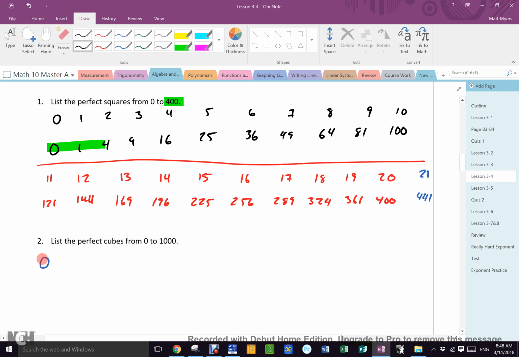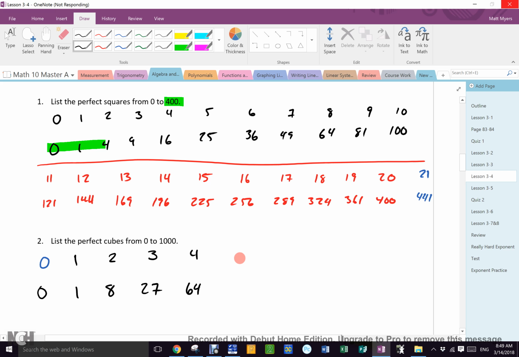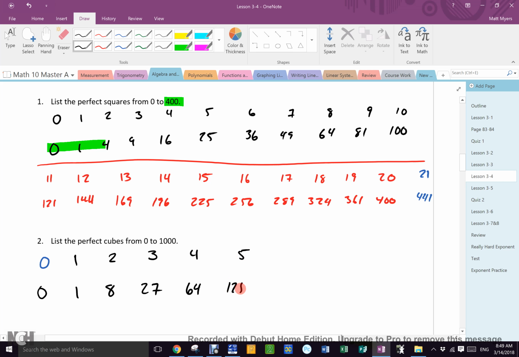The squares go up by 2, and the cubes are going to go up by 3. Well, let's see. What's 1 cubed? 1. What's 2 cubed? 2 times 2 times 2. 8. What's 3 cubed? 3 times 3 times 3. 27. What's 4 cubed? 64. 5 cubed? 125. As soon as my calculator or my computer thaws, I will write 125.